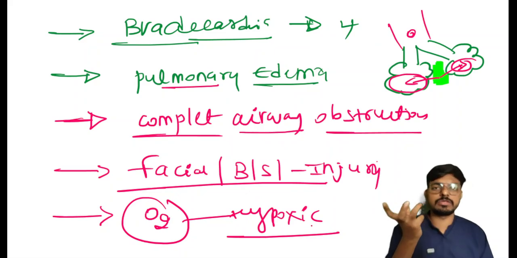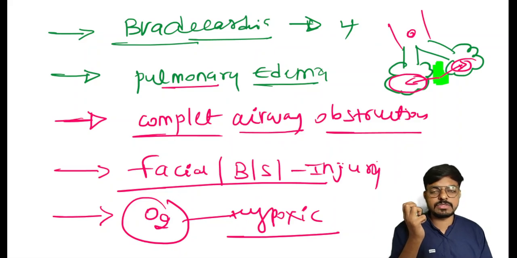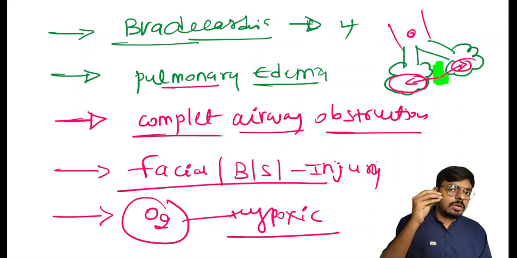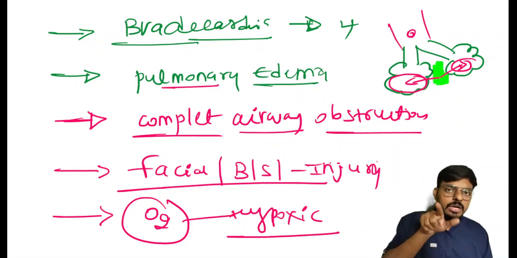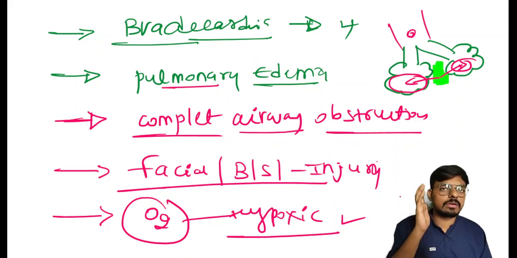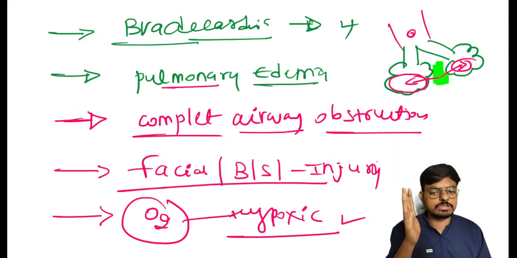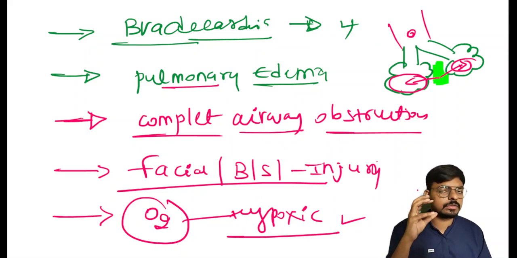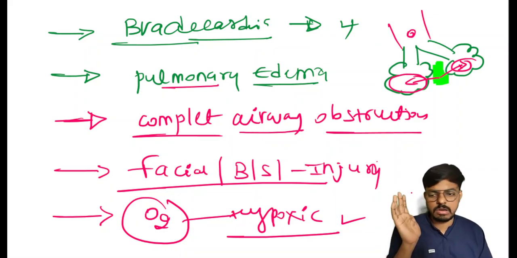Still the patient is hypoxic. What does it mean? It means again a complete airway obstruction. So hypoxia despite administration of oxygen is also a contraindication for suctioning. Very, very importantly, these 5 points are necessary. There are many contraindications, but in the clinical scenario these are repeatedly asked. So I told all these 5 points.